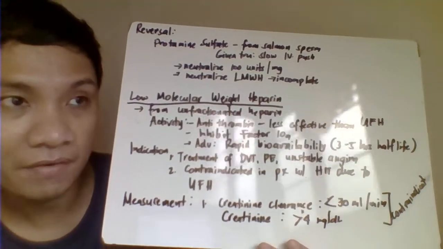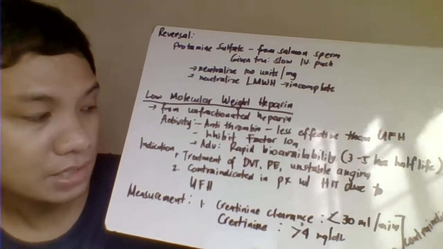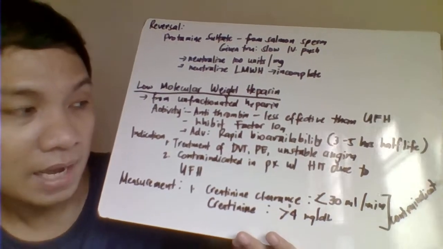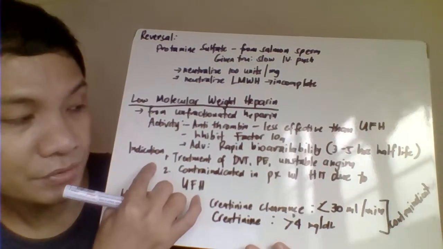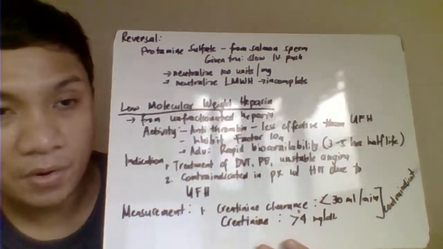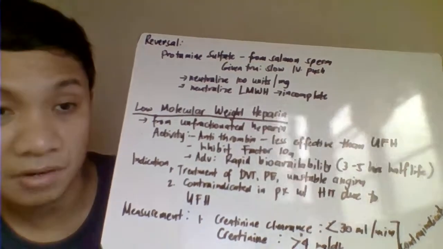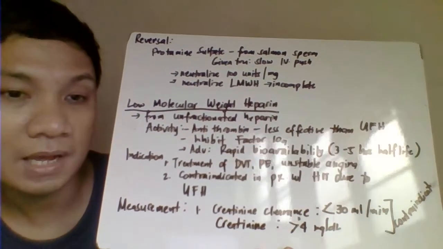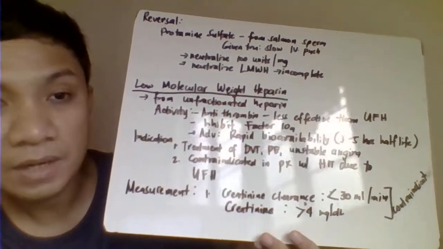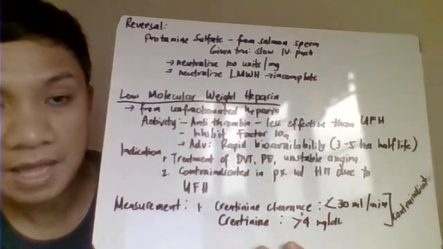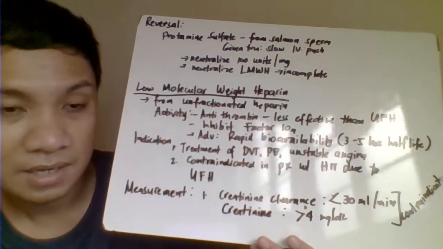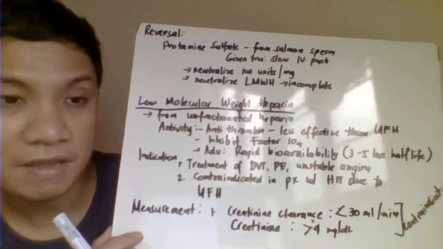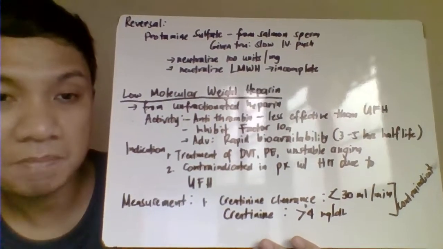We use unfractionated and low molecular weight heparin for the treatment of deep vein thrombosis, pulmonary embolism, unstable angina. It is also contraindicated in patients with HIT or heparin-induced thrombocytopenia because it can also cause HIT. So if you gave unfractionated heparin and the platelet count of the patient dropped, that's your HIT. Do not give further low molecular weight heparin because it will further decrease the platelet count of the patient.